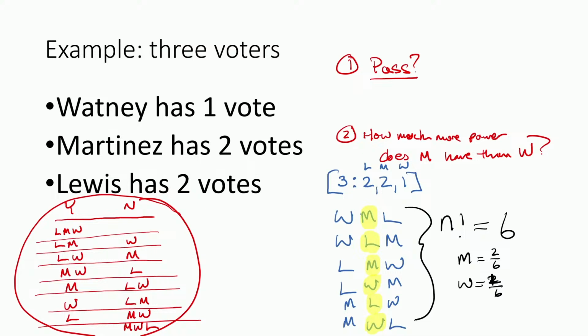Sorry, I got distracted by his number of votes. But it's 2 out of 6, see, look, right there, 2 out of 6. And then Lewis is also 2 out of 6. They all have the same amount of power. Let's see if you can do something like this with a slightly more, not too much more, don't worry, slightly more complicated situation.